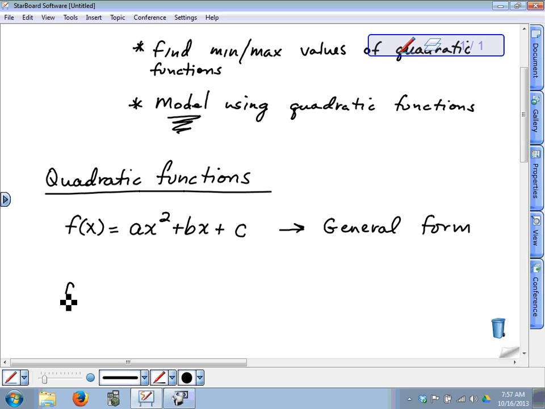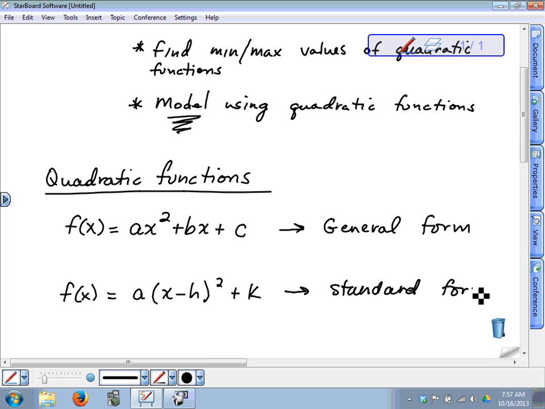Okay. Standard form, or what our textbook calls standard form, looks like this: a times x minus h squared plus k. This is what's referred to as standard form. It's more commonly known in other textbooks, I think I heard somebody say it, as vertex form. I will be referring to it as standard form just because that's how our textbook refers to it.